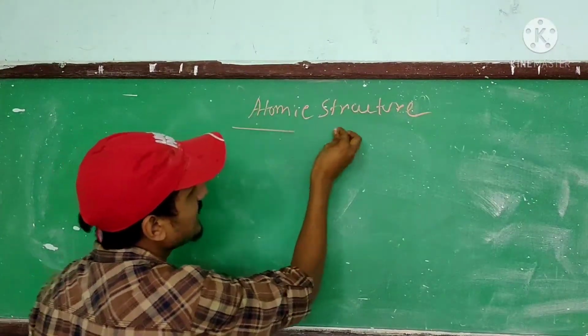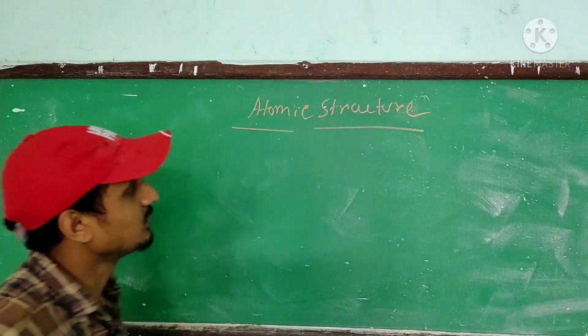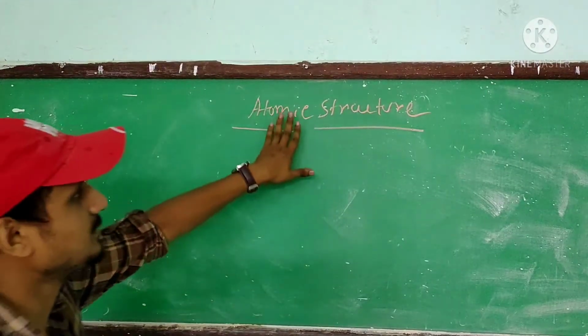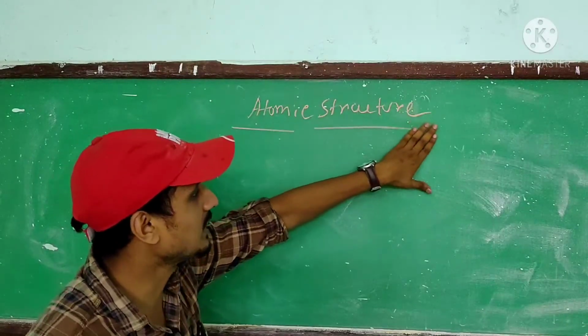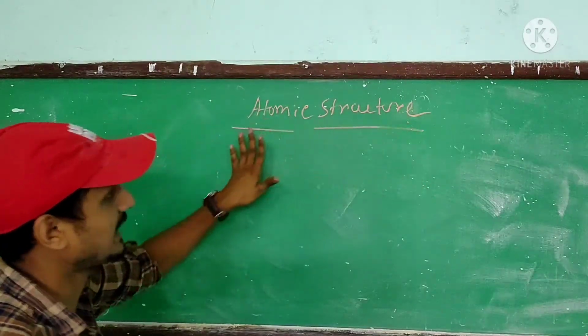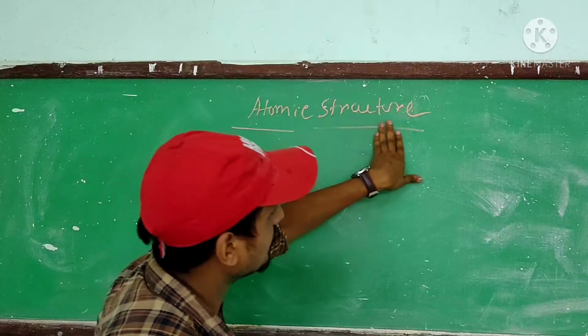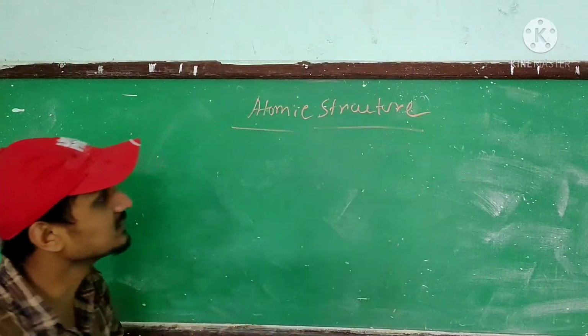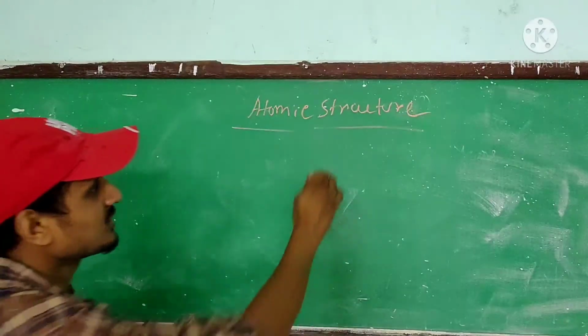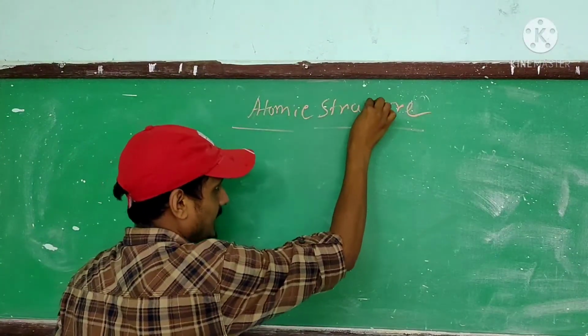Today we continue with that chapter, the one we discussed last day. That means atomic structure. In the last class, I told you about the preliminary things of atomic structure, that means how an atom will look like.